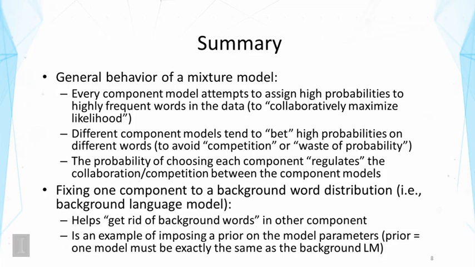This is also an example of imposing a prior on the model parameters, and the prior here basically means one model must be exactly the same as the background language model. If you recall what we talked about in Bayesian estimation, this prior would allow us to favor a model that's consistent with our prior. In fact, if it's not consistent, we're going to say the model is impossible, so it has a zero prior probability, and that effectively excludes such a scenario. This is also an issue that we'll talk more about later.